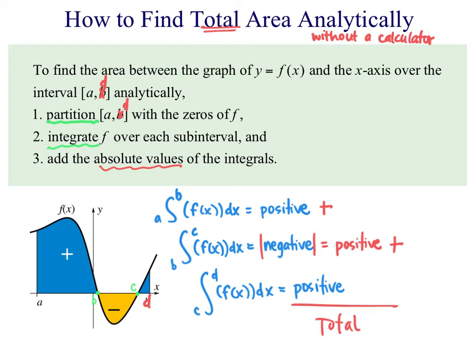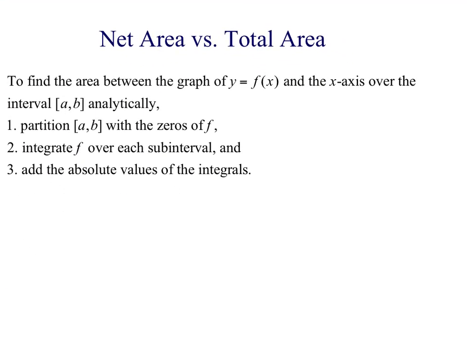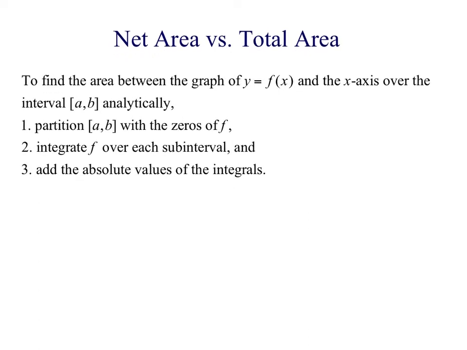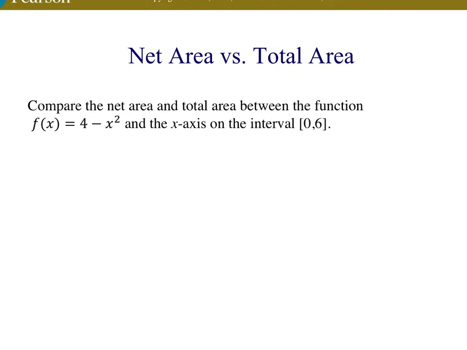Start with the zeros, break up each integral piece, and then the pieces that are negative, you need to put absolute values on to make them be positive. So let's try it. Let's see. Oops, that must have been a duplicate. Let's go to the next one.